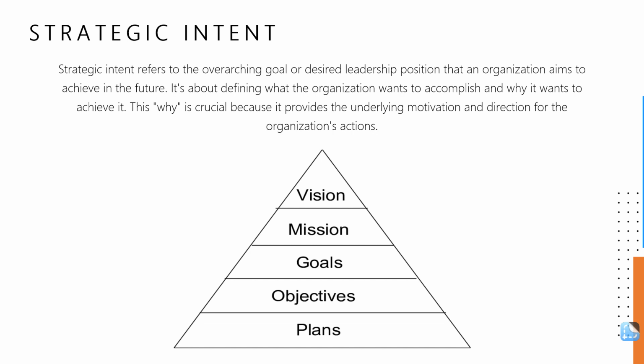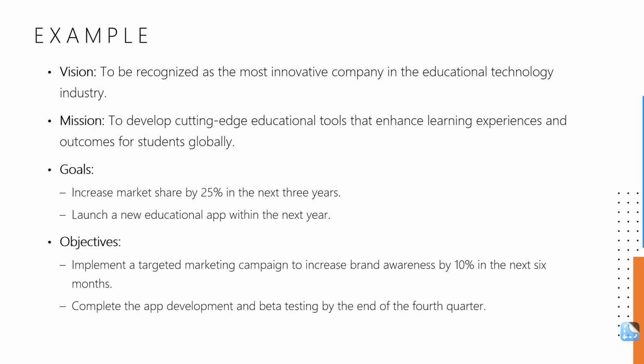So it's about defining what the organization wants to accomplish and why it wants to achieve it. These are the things that come under strategic intent. The strategic intent has its hierarchy, which is vision, then mission, then goal, objectives, and plan. Let me see one by one in detail.